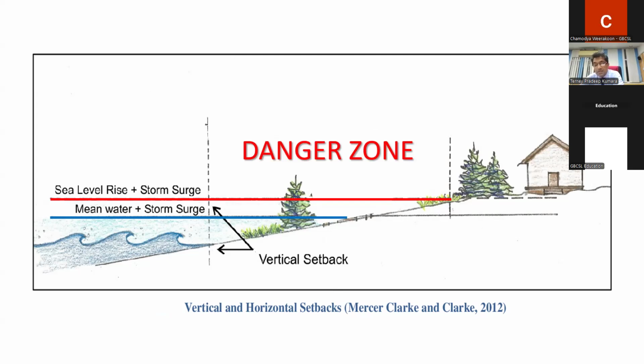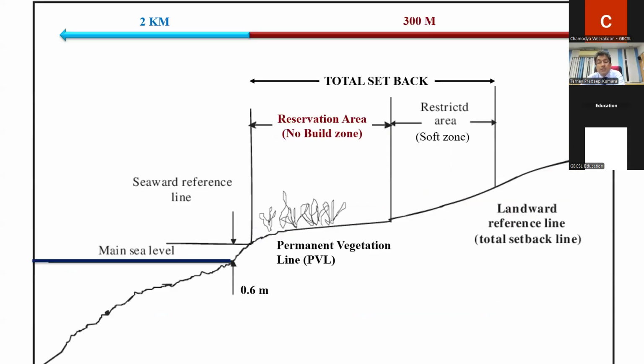That's why, from our side, we have established a setback line. So this is mean sea level. This is the PVL line. PVL line is the permanent vegetation line. From there, there's a reservation area. Nothing is allowed in the reservation area. But there's another zone, also a restricted zone. In this area, if you want to build something, you have to stick to very stringent guidelines. So the total reservation area plus restricted area is our total setback, right?